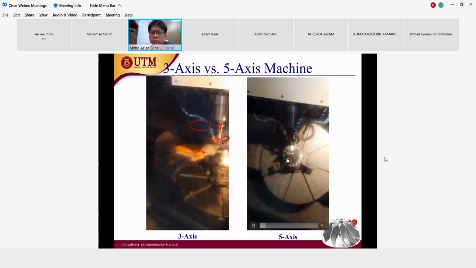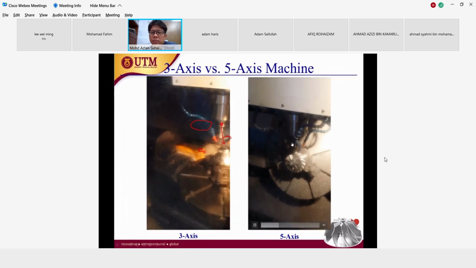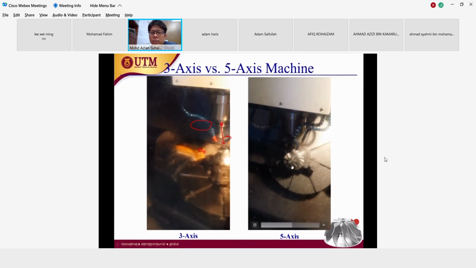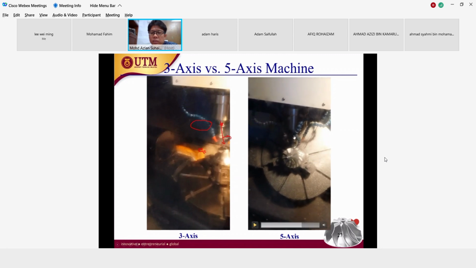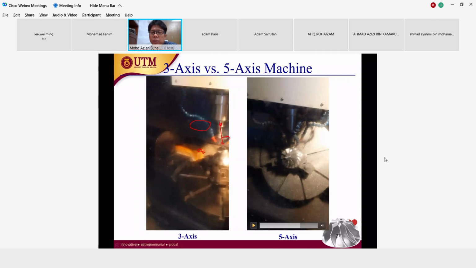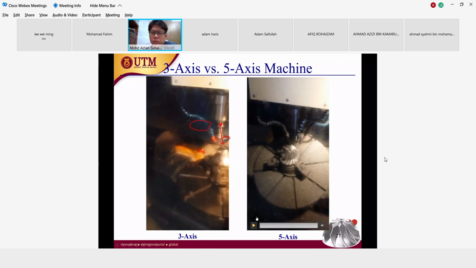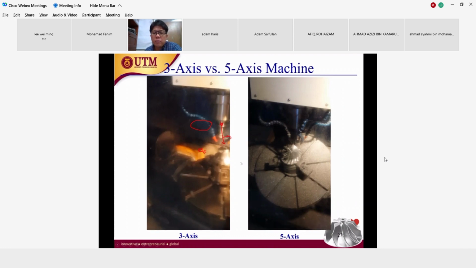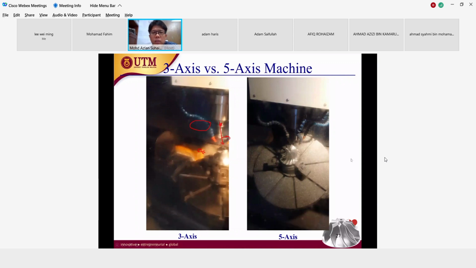I'll play it again. You can see all 5 axes are moving together. This blue hose is the coolant to cool down the process. Otherwise there will be a lot of sparks, because high speed creates heat and will wear out the tools. We don't want that, so we give some fluid to lubricate and cool down. We have all these facilities in our production lab. You can have a visit and see the machine.